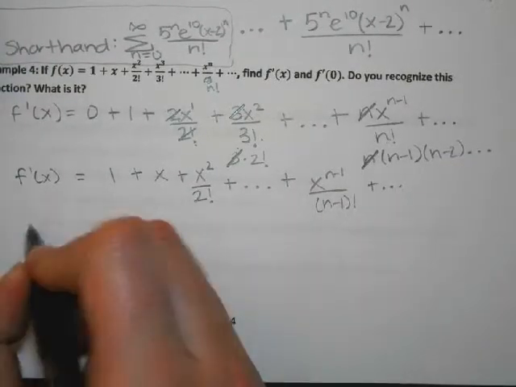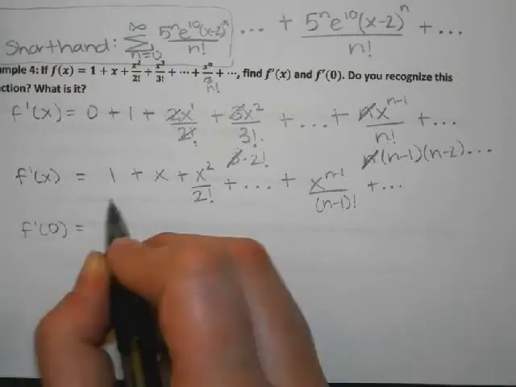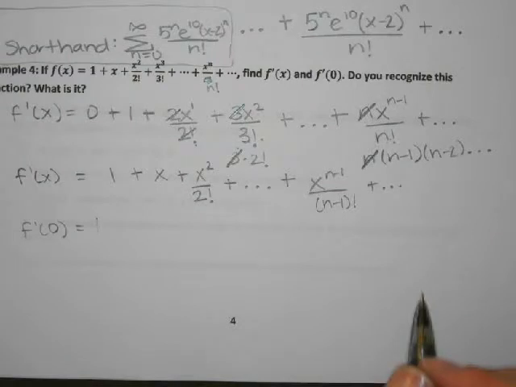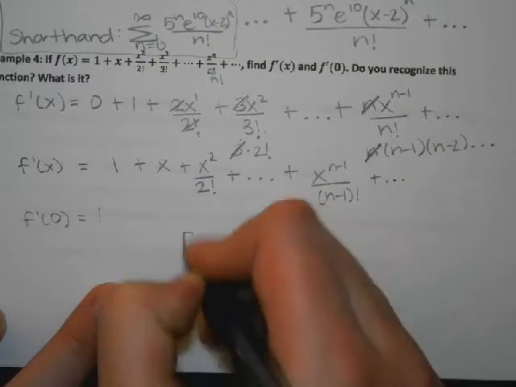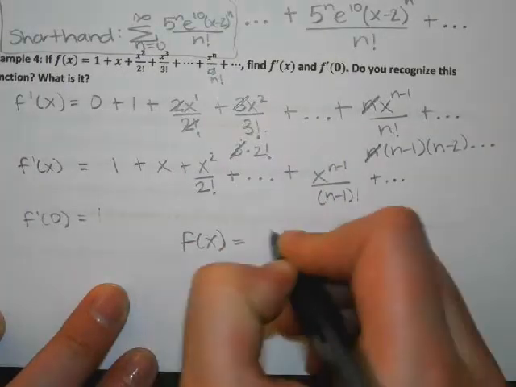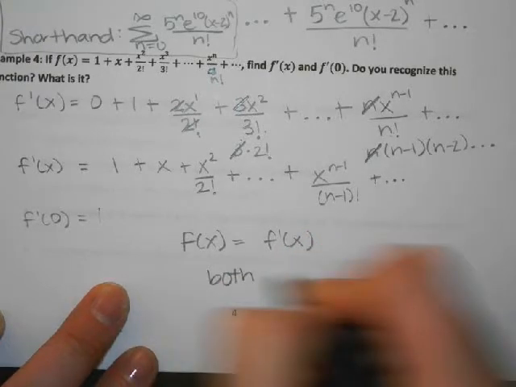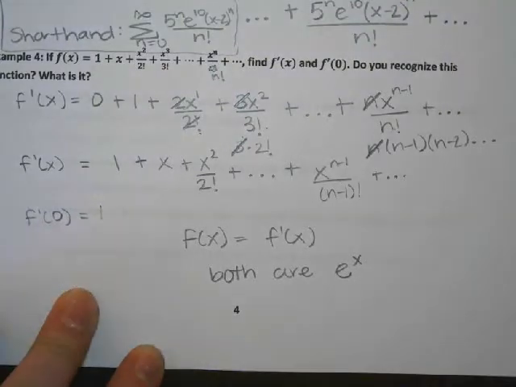If we do f prime of 0, what do we get? We end up getting 1, right, for that one right there, which is the same if we took the derivative of e to the x, and then plugged in 0. We'd get 1 for that as well. Okay. All right, that's it for page 4. I'm going to go ahead and write this, actually. f of x equals f prime of x, and both are e to the x, or approximations for e to the x.